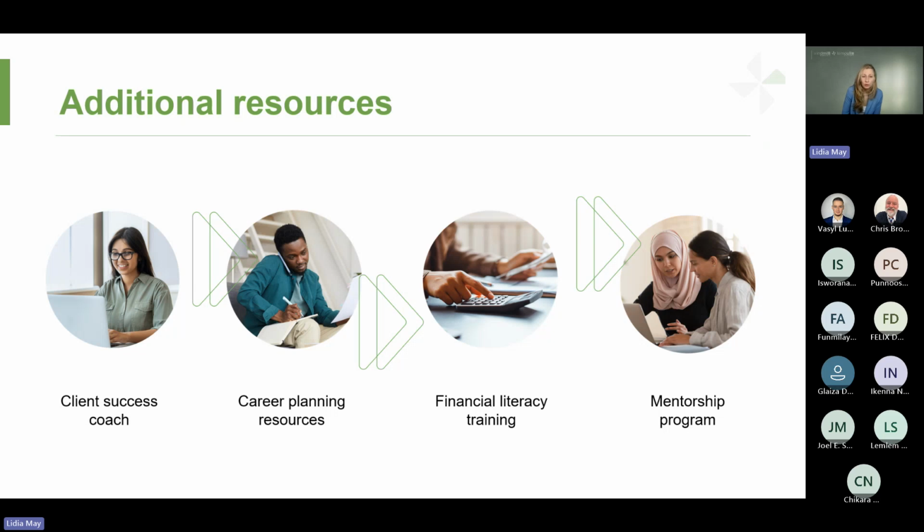We provide you a lot of support, because of course we want you to be successful, especially if you took a loan with us. We want you to succeed. So we have a client success coach for you. We have career planning resources. We have financial literacy training, and we have our mentorship program. Our mentorship program works in that way that when you become our client, you can ask us to find you a mentor who will guide you on the way to your career in Canada.